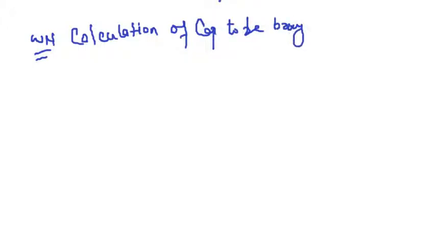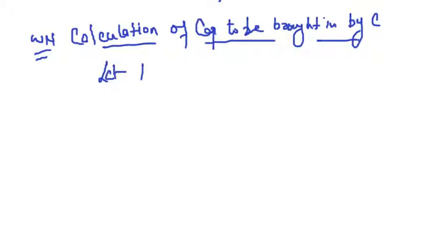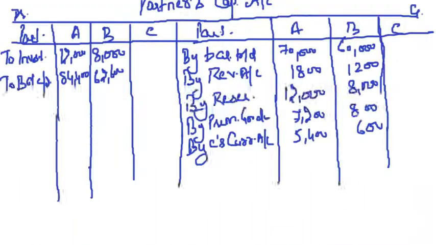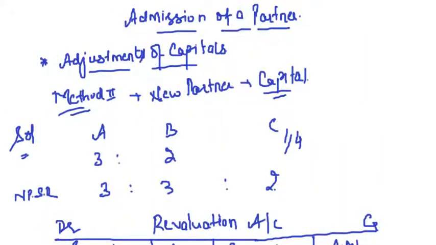Now we will do the calculation of capital to be brought in by C. Right? First step, let the total share be 1. What is C's share? 1/4. At the top, I told you C's share is 1/4.